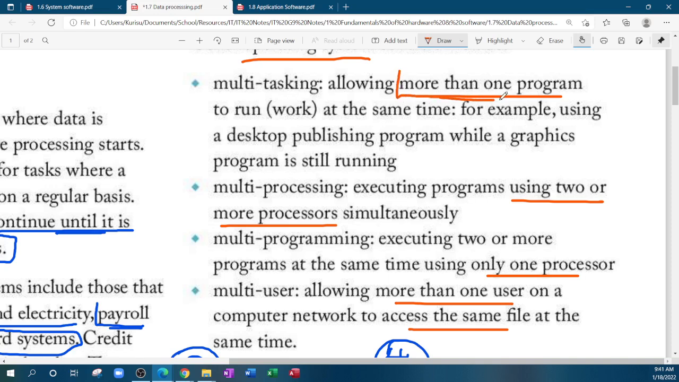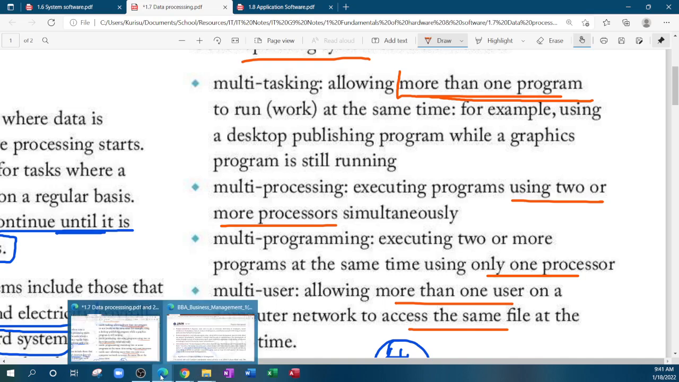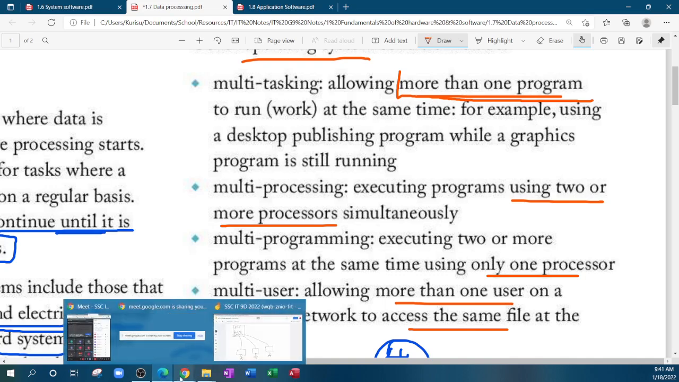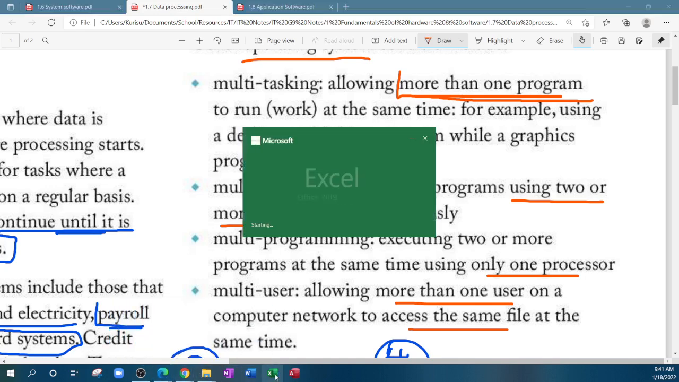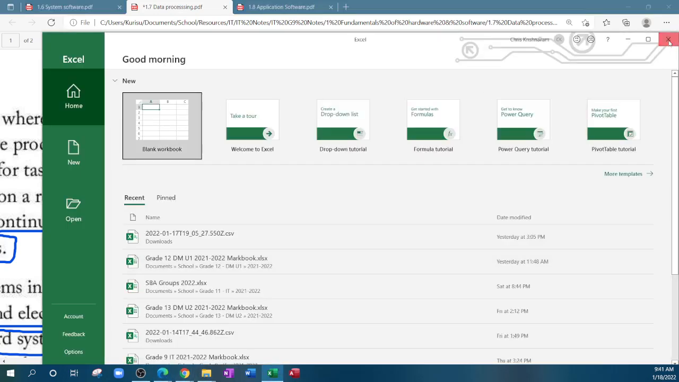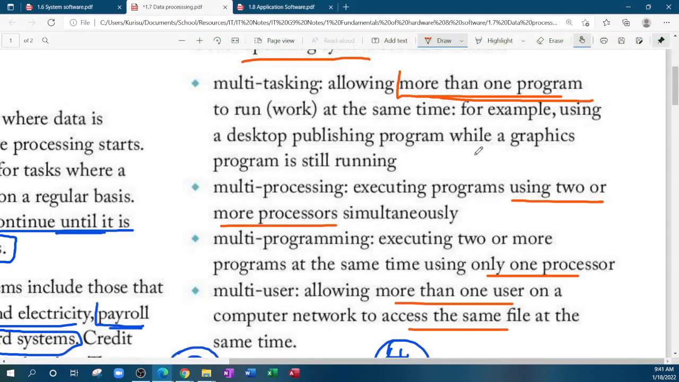That is when you have more than one program running on your computer. So if you notice at the bottom here, I have multiple programs running. I have Edge, I have Chrome, I have OBS, File Explorer. I can even open Excel. So I have multiple programs running on my system. So that there is called multitasking, when you have multiple programs running on the same system at the same time.